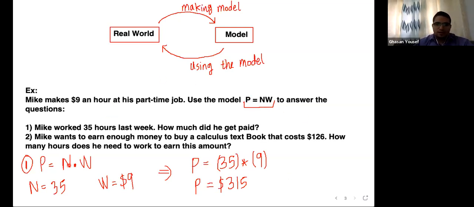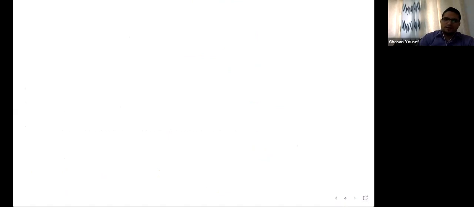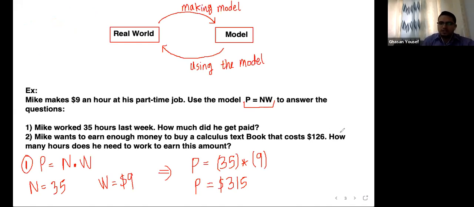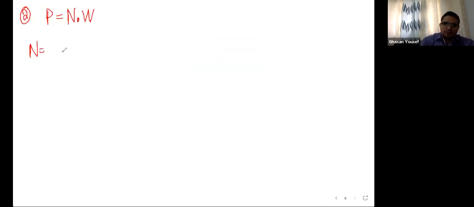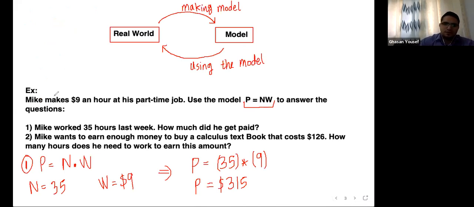For the second one, he wants to buy a calculus textbook, and this book costs him $126. So he asks himself, how many hours do I have to work that week to get this money amount? Okay, the same thing. I use the formula. Number 2, P equals N times W. So N is unknown, not given, because the question asks about N, how many hours he has to work. So N is unknown, question mark. W is given in the question, $9. And the book price is P, $126.